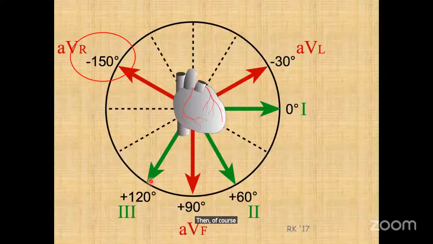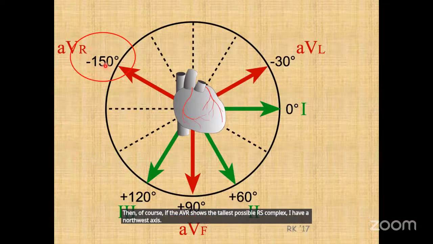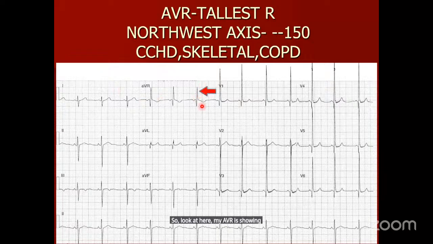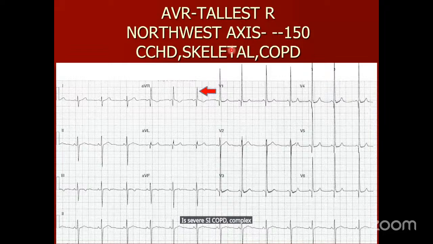Then, of course, if the AVR shows the tallest positive QRS complex, I have a northwest axis. So look at here, my AVR is showing the tallest positive QRS complex. None of my 5 leads are showing the tallest positive QRS complex. So the 3 conditions I have to suspect whenever the AVR shows the tallest positive QRS complex is severe COPD, complex congenital heart disease, or skeletal abnormalities where the heart gets rotated and the axis goes from inferior to superior and to the right. So 3 conditions are congenital heart disease, skeletal abnormalities, and COPD.